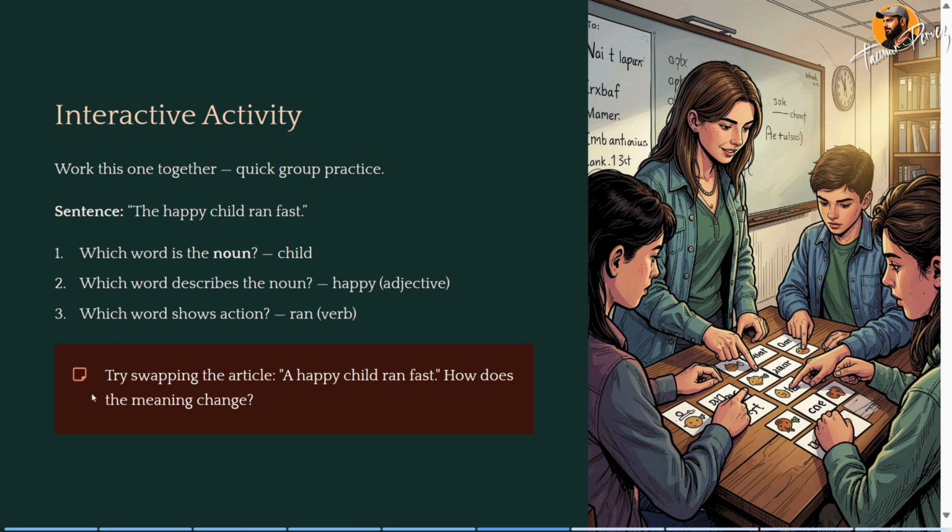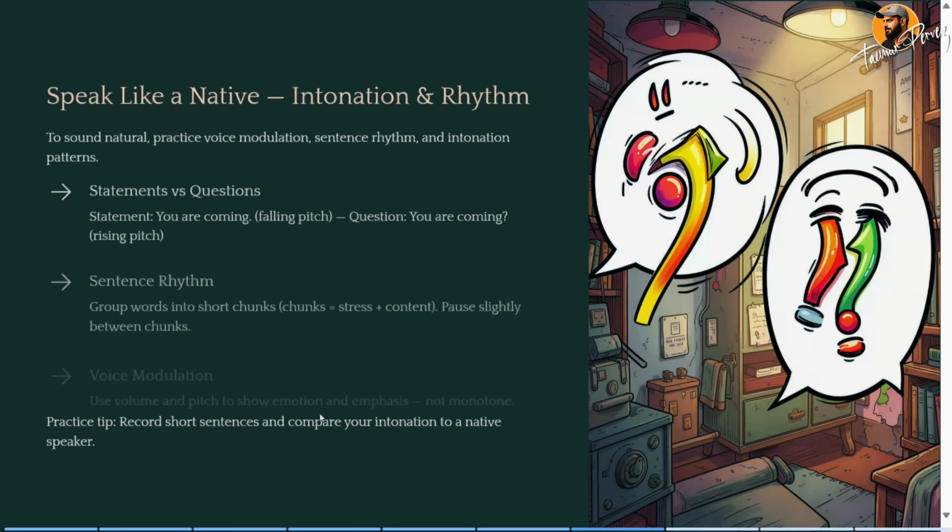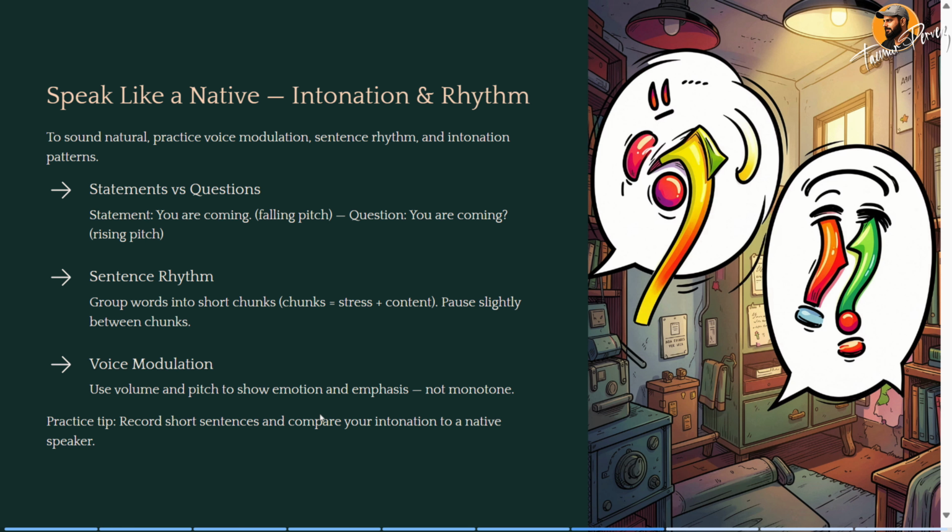So, you can even try swapping the article: a happy child ran fast. How does the meaning change? Then you have to think about it, कि the में difference क्या था, the में meaning क्या आ रही है, a में meaning क्या आ रही है. This difference we will be learning in further lessons.